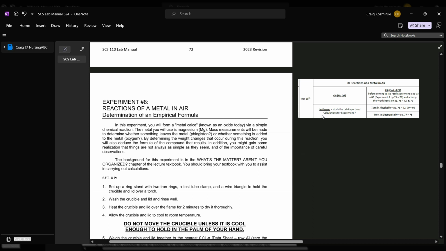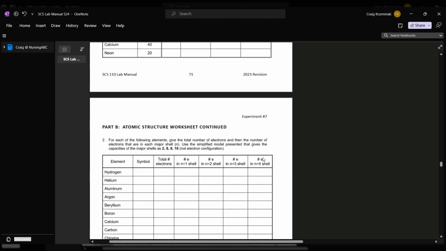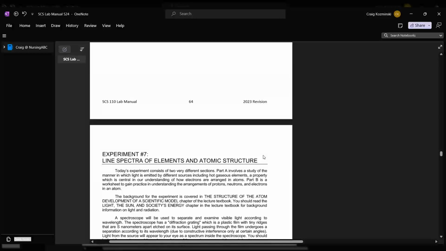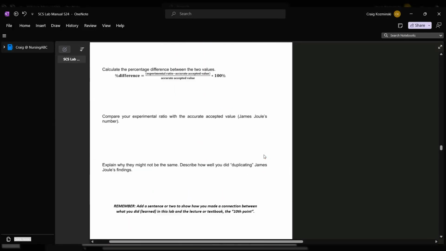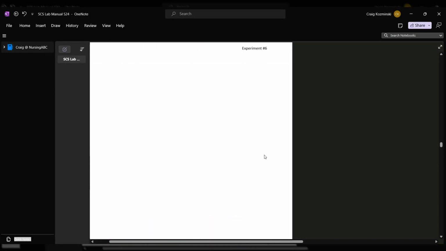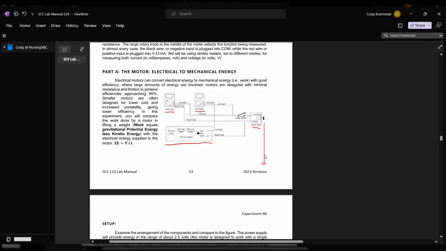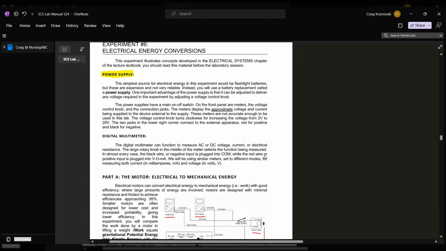week's lab. This being the week of March 18th, you will have an in-person quiz, and this quiz will consist of information from not experiment number 7, but experiment number 6, which was our electrical energy lab from about a month ago. The last time that you came to lab, we would have gone through experiment number 6, looking at the conversion of electrical energy into mechanical energy.